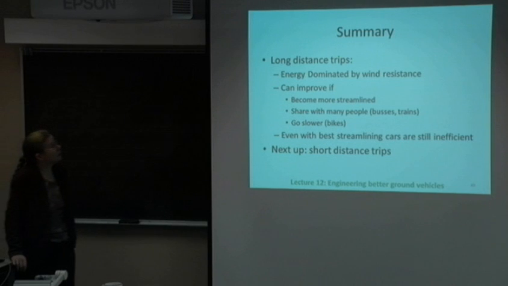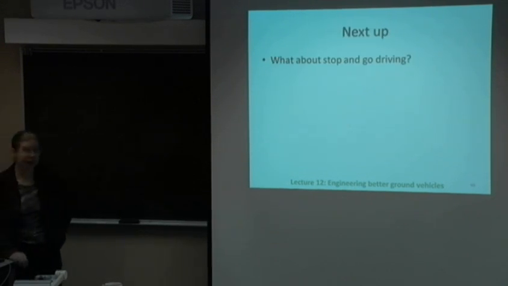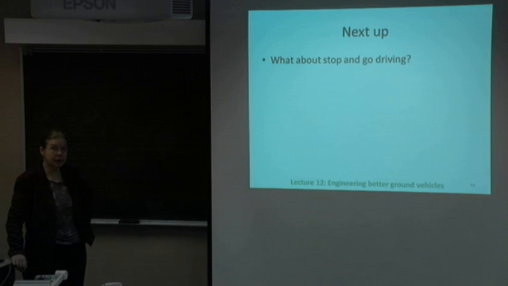So the summary is, for long distance trips, energy is dominated by wind resistance. We can improve that if we get more streamlined, get a lot of people to share your vehicle with you, go slower. Even with the best streamlining, cars are still inefficient compared to other kinds of transportation. And in our next lecture, we'll talk about short distance trips, starting and stopping. Are there any questions?